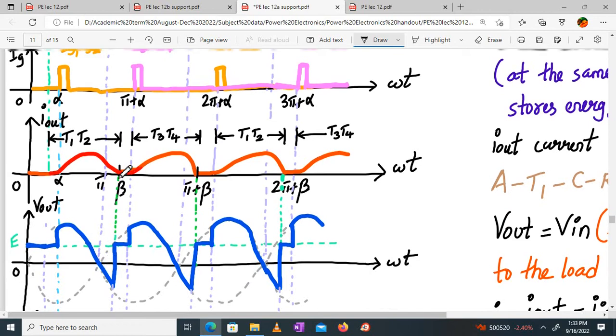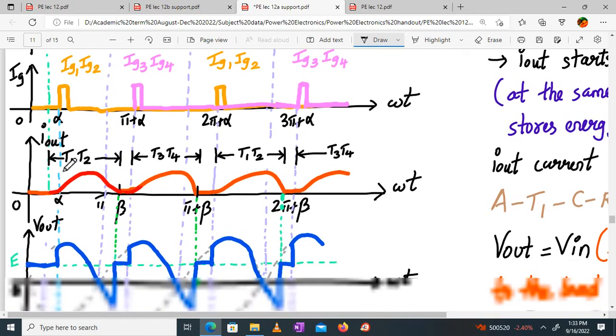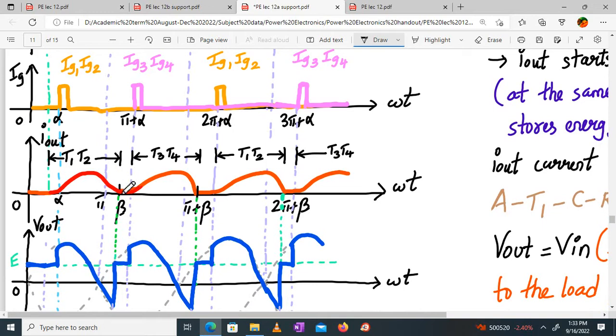What happens after pi? Inductor stored energy is released, right? Because of inductor stored energy, T1 and T2 conduct till beta. At beta the current became zero, and T1 and T2 are instantly off. They are reverse biased, the supply is negative, and the current also became zero, right? So what should happen? This behavior V out equal to V in should continue till beta, right? After that, what happens? From beta to pi plus alpha, what happens? Again, all the SCRs are off. Why?